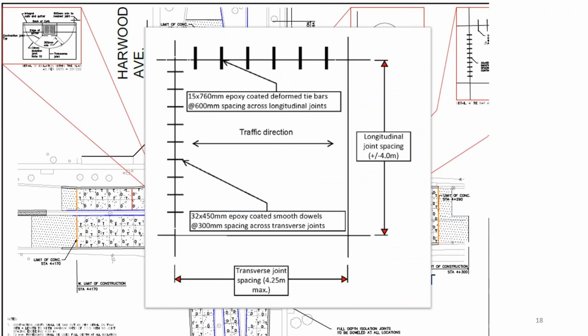This is just a schematic of what I was talking about earlier. So we have smooth dowels that cross the transverse joints, and then we have deformed tie bars crossing the longitudinal joints, and they serve different purposes. So those longitudinal bars are supposed to tie the concrete slabs together, whereas the smooth dowels allow the concrete to move, just not vertically, because we don't want the faulting to happen when the load sort of moves across from one slab to the next.